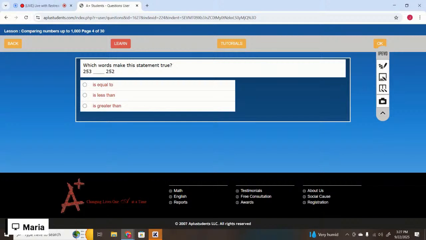Which words make the statement true? 253 and 252. 253 is greater than 252. Option number 3 is the correct option.